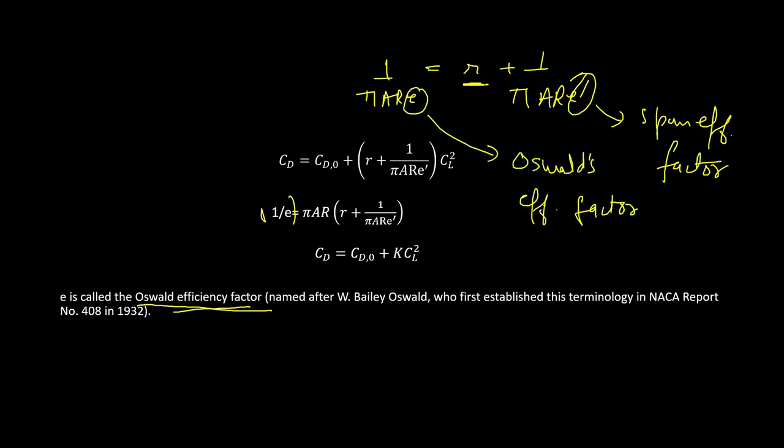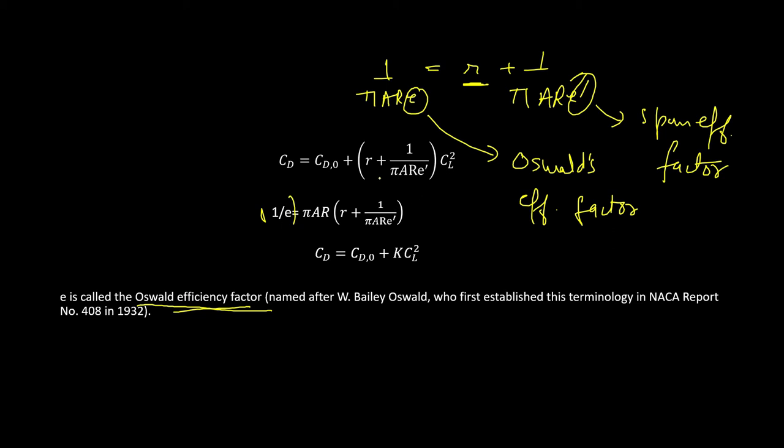So this is the difference between E and E dash, and that is why we had been using E dash as span efficiency factor and not E, which is a common mistake you will find in most of the books. They do not use E dash, they will use E, and they will not take into account this factor.